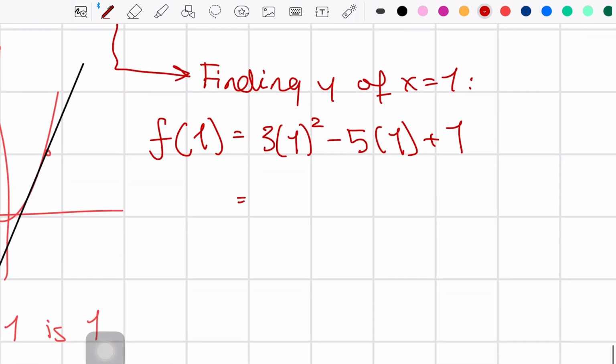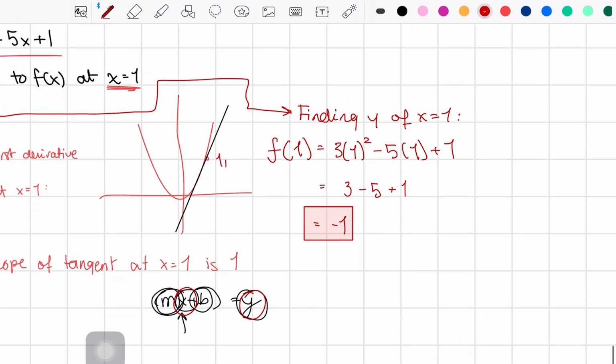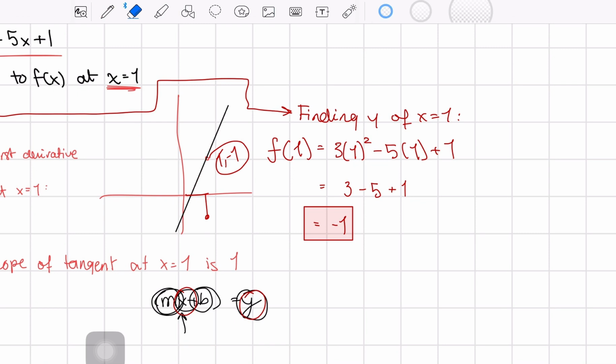Now, we're going to have 1 squared, which is 1, times 3 is 3, minus 5 plus 1. We're going to get 6. Oh, no. Minus 4 plus 3, which is minus 1. Let's double check that. 3 minus 5 is minus 2, plus 1 is minus 1. So that is our y. So our point here is 1, minus 1. So we're not really looking at this point, we're looking at 1, minus 1. We're looking at this point. So this parabola is probably down here somewhere. Anyways, so this is our point.